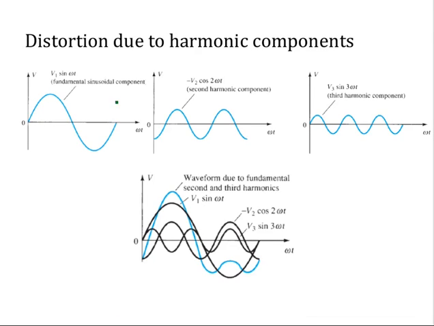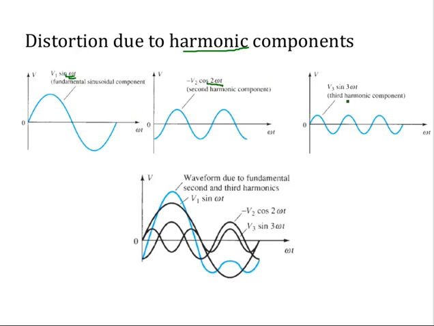Now this is an example showing the distortion due to harmonic components. Harmonic components, as I said, are multiples of the fundamental frequency. Suppose the fundamental frequency is omega. So this is V1 sine omega t, which is the fundamental sinusoidal component. We are explaining with a sinusoid. Now this is the second harmonic component, minus V2 cos 2 omega t. Minus means it is phase shifted by 180 degrees, and it is cos 2 omega t, which means twice the frequency of the fundamental.